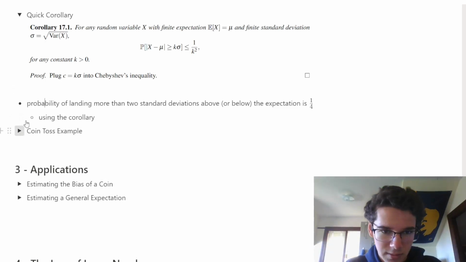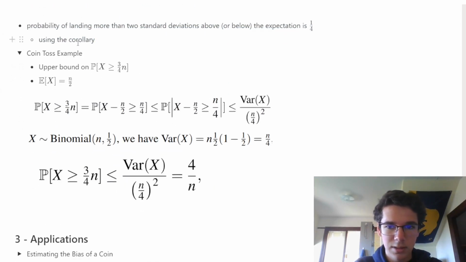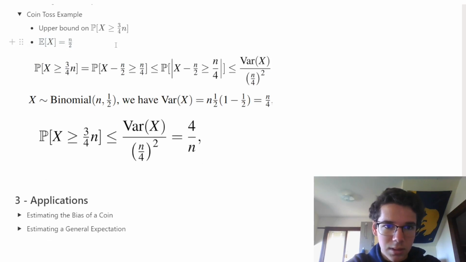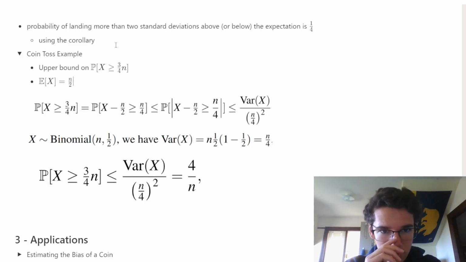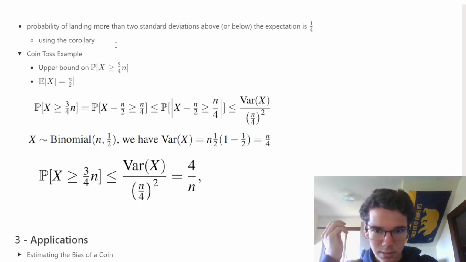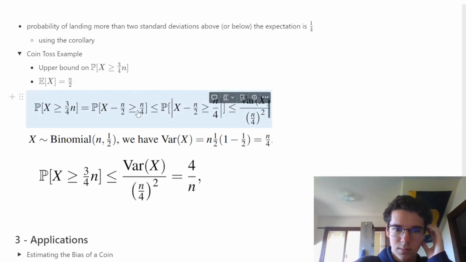I'm not going to repeat myself, so that's pretty much what that says. Looking at the coin toss example, what is the probability that our random variable is greater than or equal to 3 over 4 times n? We're going to see that our expected value for our random variable is n over 2, given that we have a fair coin. And we can simply plug in this value.